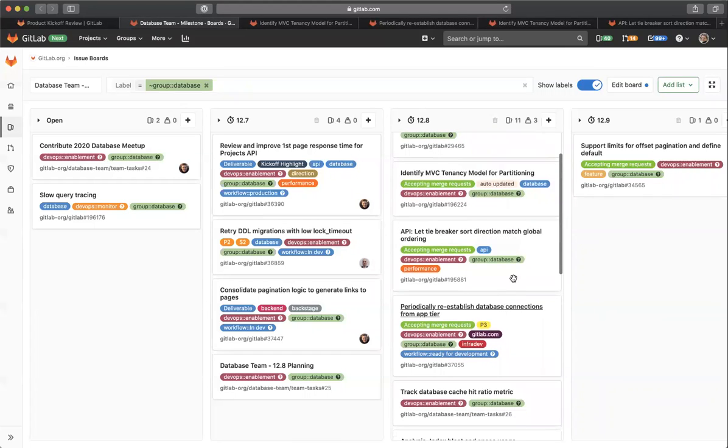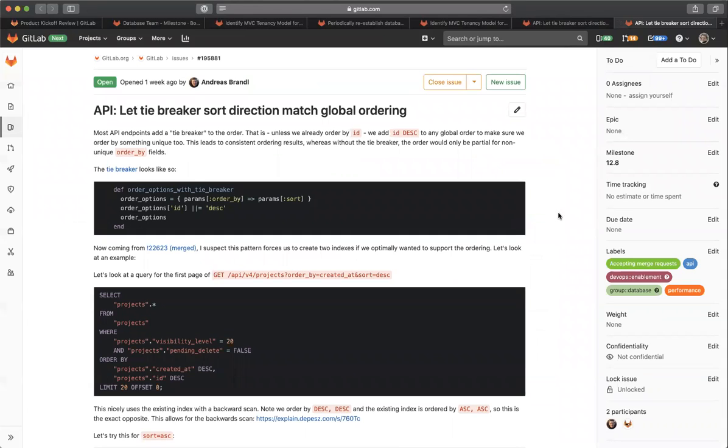The next two are optimizations that we're working on to improve the performance of GitLab. The first is we're going to be improving how we do the tiebreaker sort. So essentially, if you are sorting based on a criteria which is not guaranteed to be unique, say, for example, issue weights, we have a tiebreaker. This essentially allows us to have a reliable sort order.